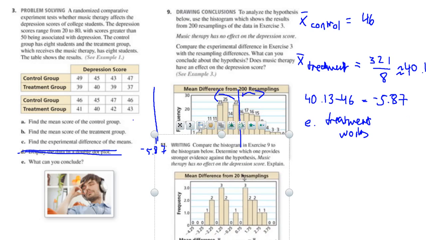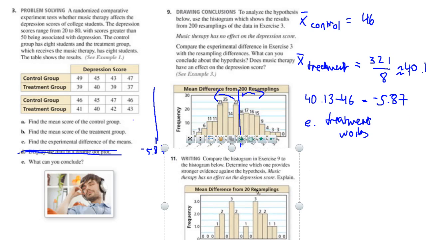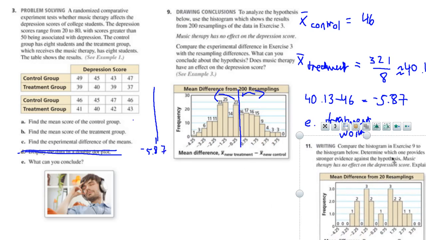Same thing with this one. Compare the histogram in exercise 9 to the histogram below. Determine which one provides stronger evidence against the hypothesis, and explain. So the one that determines the stronger hypothesis is the one that does the hypothesis the most times, right? It's not either or. It's the one that does the hypothesis the most times.